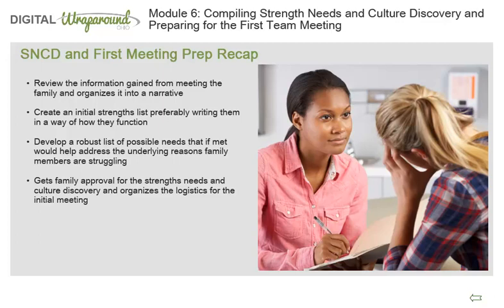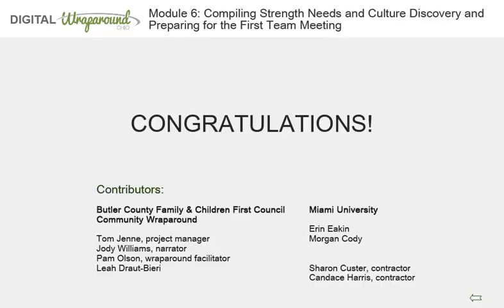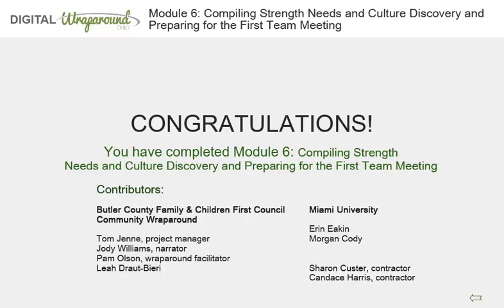The facilitator then pulls from the family story a robust list of possible needs that, if met, would help address the underlying reasons family members are struggling, and if addressed, help them move to the kind of life they want for themselves. Lastly, the facilitator gets family approval for the Strengths, Needs, and Culture Discovery, organizes the logistics for the initial meeting, and contacts all of the team members to attend. In the next module, we will cover facilitating this first wraparound meeting. Congratulations! You have completed Module 6, Compiling Strengths, Needs, and Culture Discovery and Preparing for the First Team Meeting.